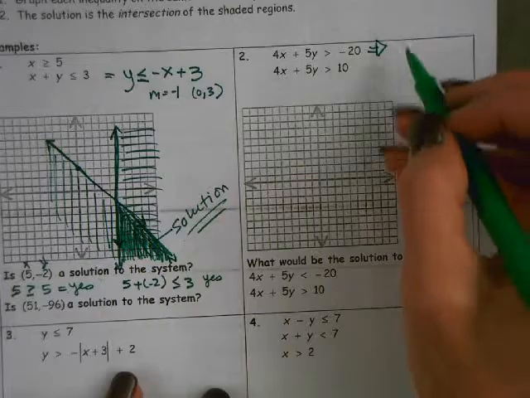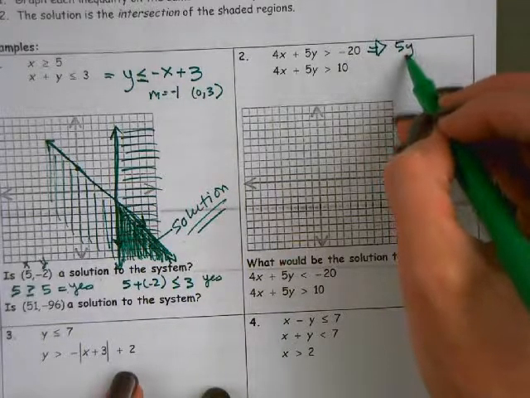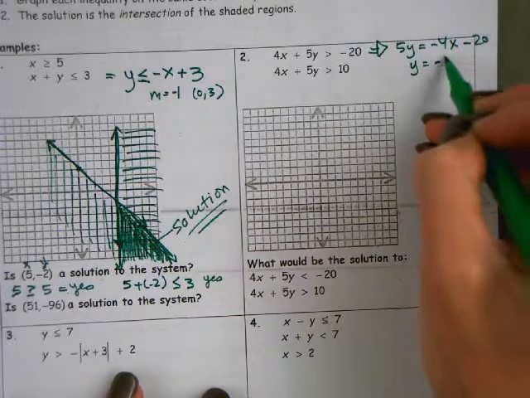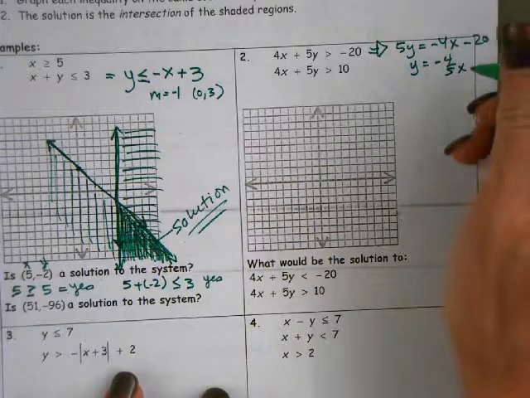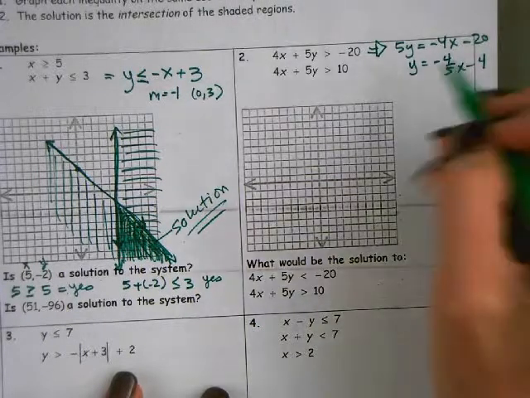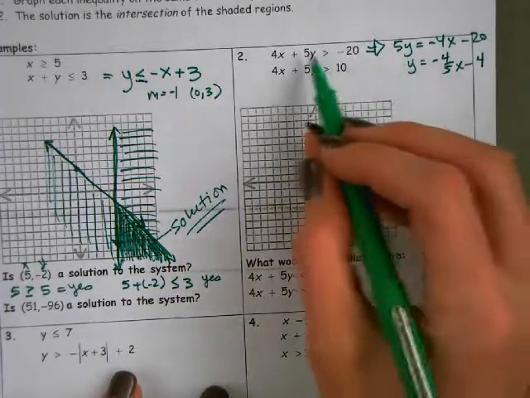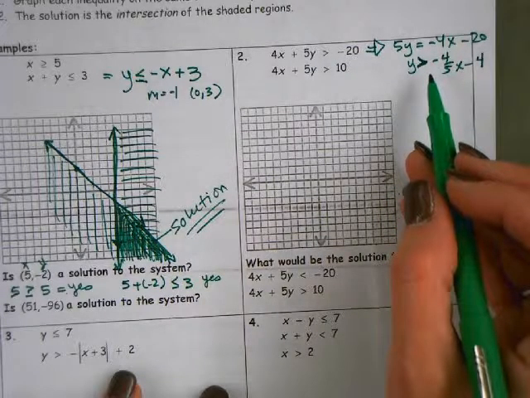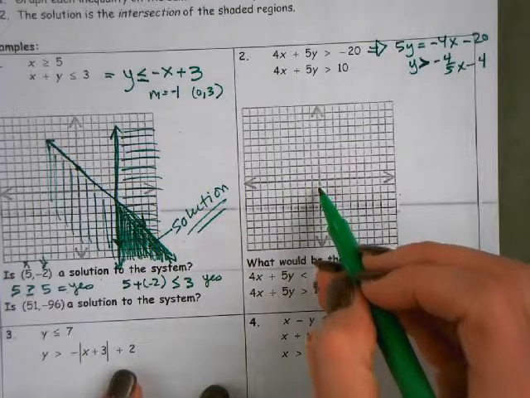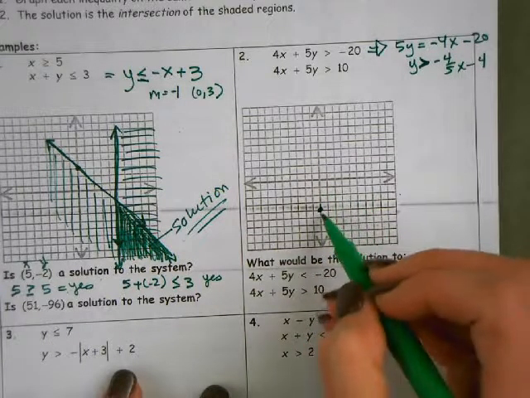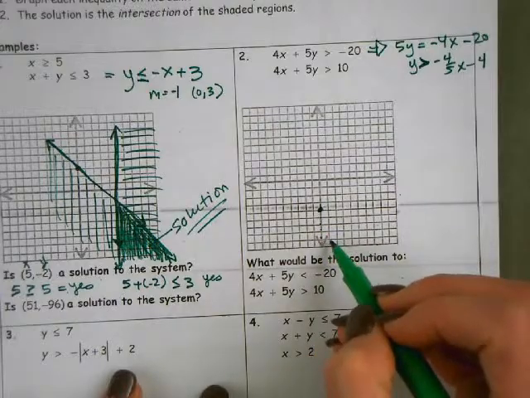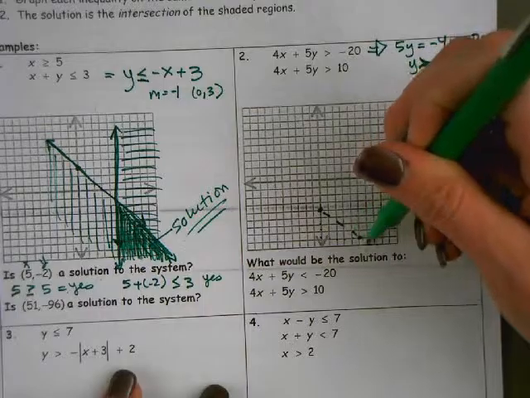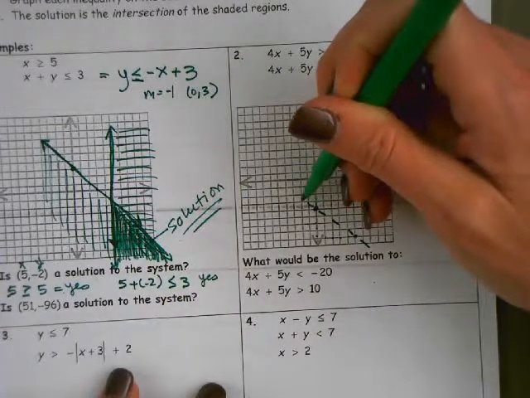Alright, so then I'm going to do the y equals mx plus b. I get 5y equals -4x minus 20, so y equals -4/5 x minus 4. Because I did not divide by a negative, I keep the sign, so it's actually a greater than, okay? So my line will be dotted when I graph it. So I'm going to go 0, -4, and then I'm going to go down 4 over 5. Okay, it's a dotted line because it is not an equal to.